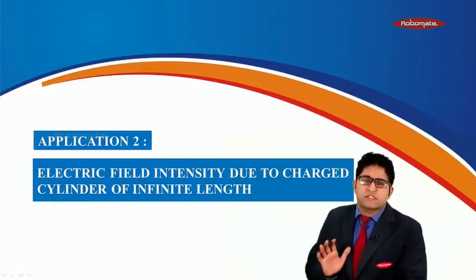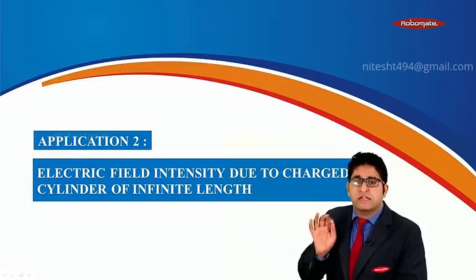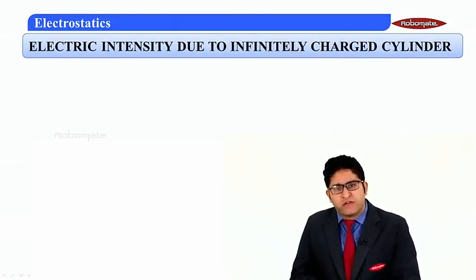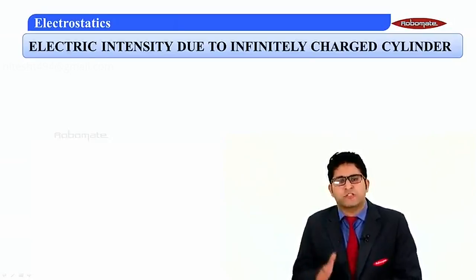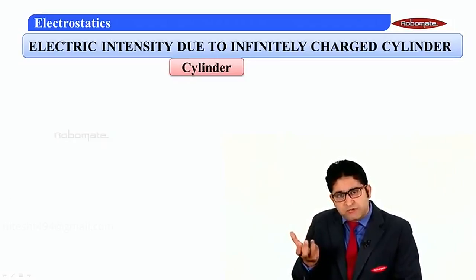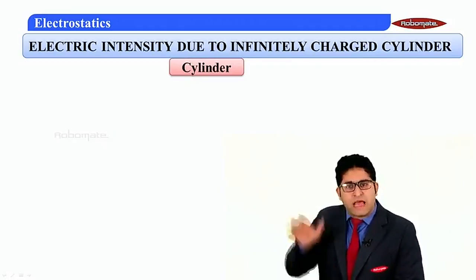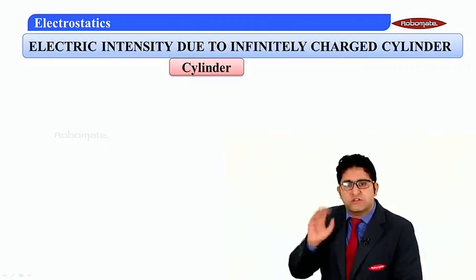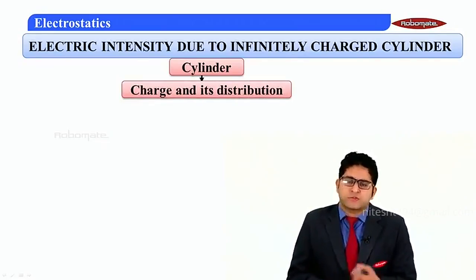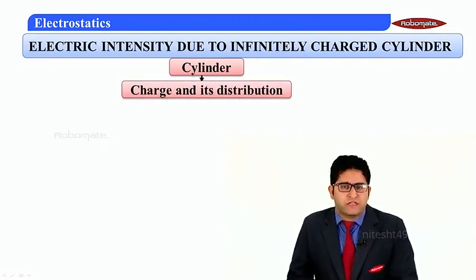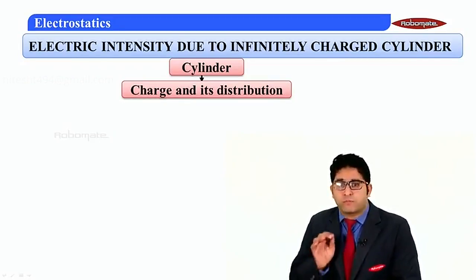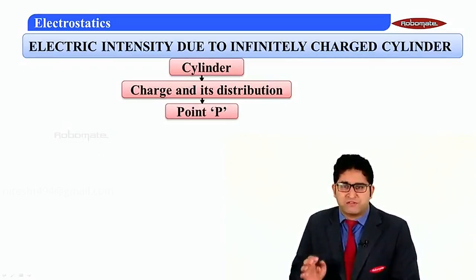Before starting with the discussion of this module, let us first discuss the flow of this application. Here we are supposed to find electric field intensity due to a charged cylinder, so our first point of discussion would be the cylinder. Since the cylinder is charged, a certain amount of charge would have been given to it, and this charge will get distributed on the surface of the cylinder. So the next point of discussion would be charge and its distribution. Whenever we find electric field intensity, we always find it at a particular point, so our next point of discussion would be point P, where we are supposed to find electric field intensity.